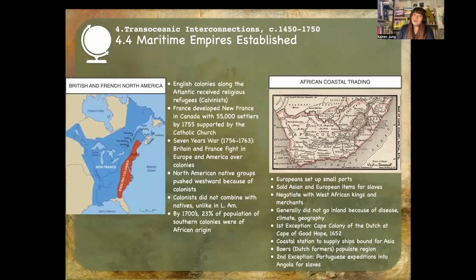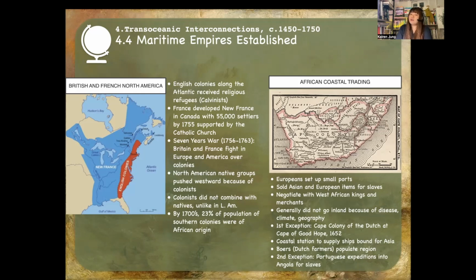When we look closer at British and French North America at this time, the English colonies along the Atlantic received religious refugees, mostly Calvinists, and France developed New France in Canada with 55,000 settlers by 1755, supported by the Catholic Church. In the Seven Years' War that spanned 1756 to 1763, Britain and France fought in Europe and America over the colonies. North American native groups were pushed westward because of the colonists, and the colonists did not combine with the natives, unlike in Latin America. By the 1700s, 23% of the population of southern colonies were of African origin.